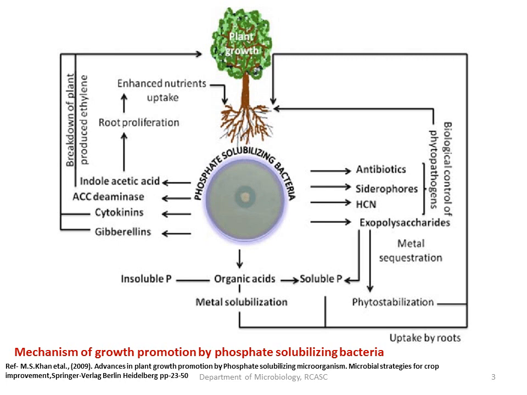One more enzyme these PGPRs can produce is called ACC deaminase. This ACC deaminase is an enzyme which hydrolyzes the precursor of ethylene. Ethylene, you know, is a hormone which is produced by the plants during various biotic and abiotic stress.